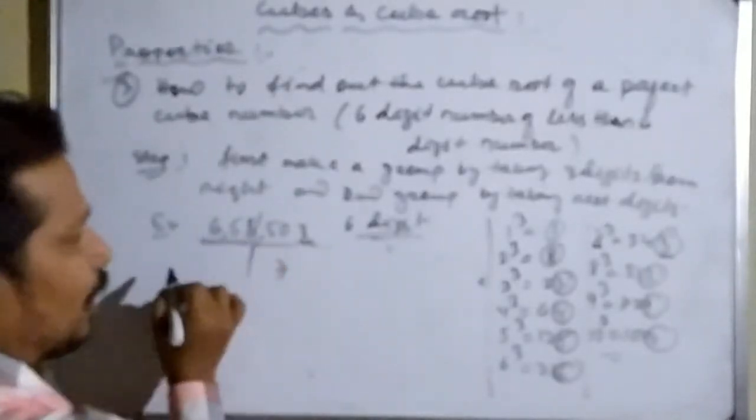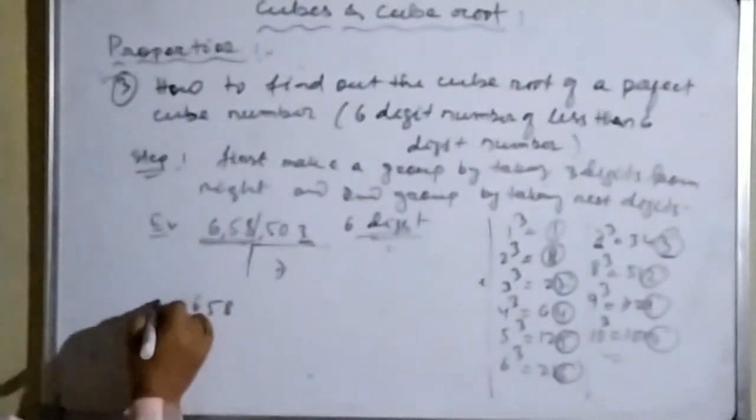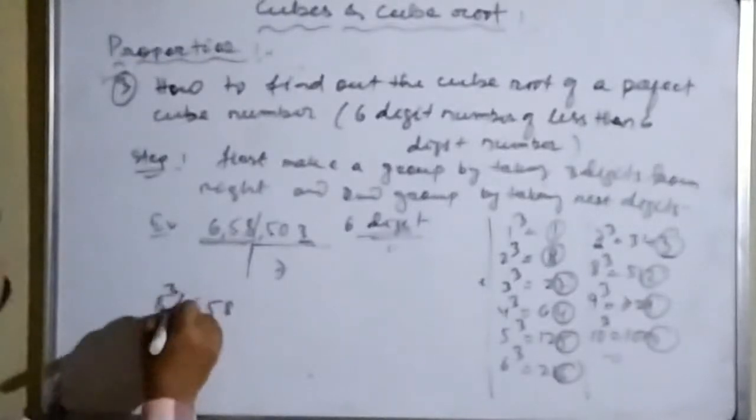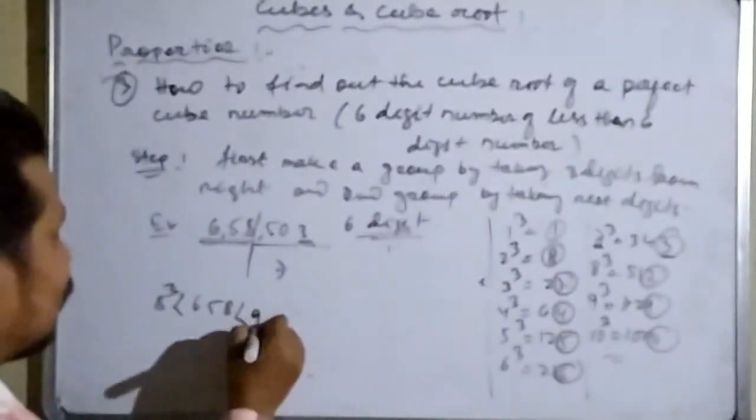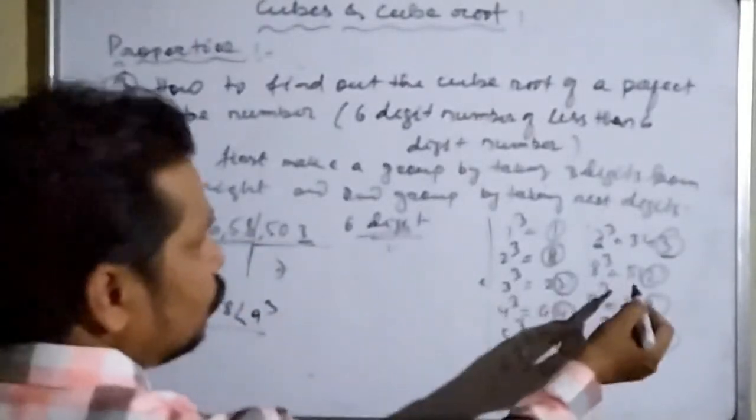Now look here, 658. We can know that 658 is greater than 8 cube and less than 9 cube. So 658 is between 8 cube and 9 cube. So the smaller number is taken here, 8. So the cube root of 658503 is equal to 87. Okay, so let us take another example.